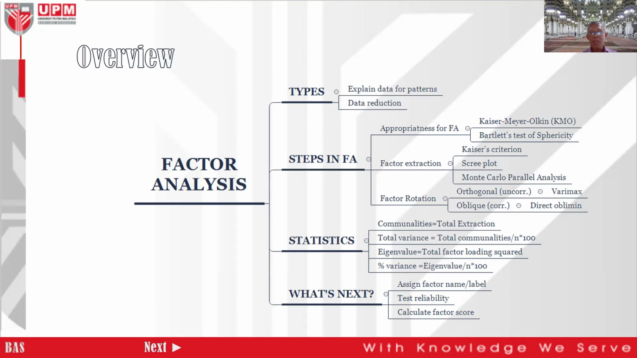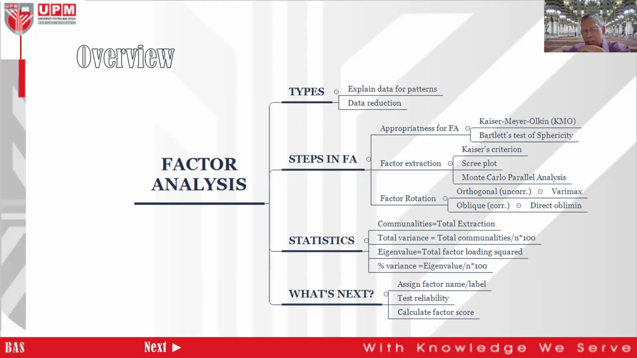Okay, next, we want to look at the statistics that are generated from your factor analysis. The first statistic that we need to be familiar with will be communalities. From the communalities, you should be able to determine the percentage of variance. To get the total percentage, the formula is total communalities divided by number of items multiplied by 100. That will be the formula to be applied if you want to do manual calculation. But of course, the values are given in the output.